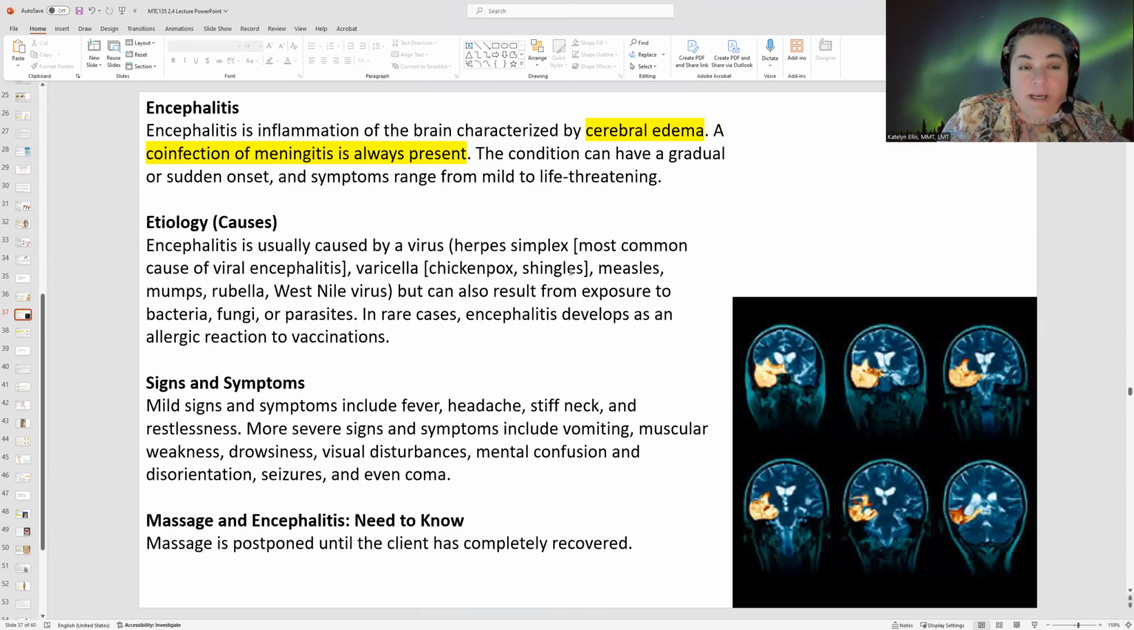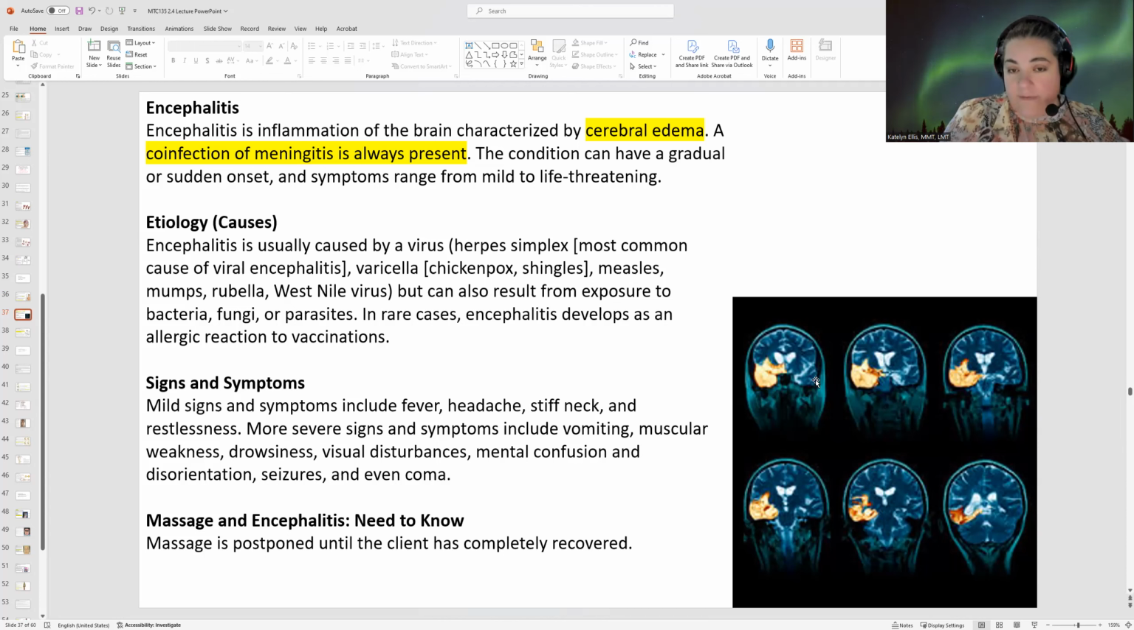Encephalitis is inflammation of the brain characterized by cerebral edema. All right, we have swelling in the brain, we have inflammation in the brain. A co-infection of meningitis is always present. So hopefully you could see my cursor moving around this little section here. This is where your meninges are, all right? And then, of course, they surround your spinal cord too, but they're up around here. So if you have encephalitis, there's swelling here, but you already have swelling all around here as well. You're having a very bad time.